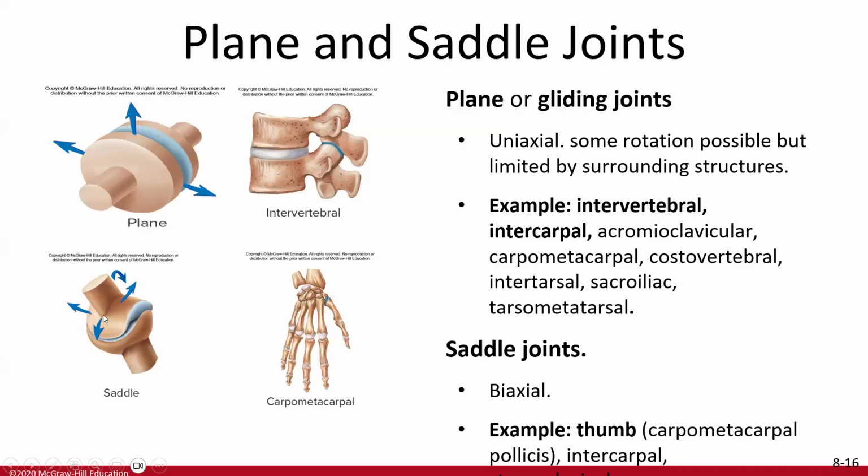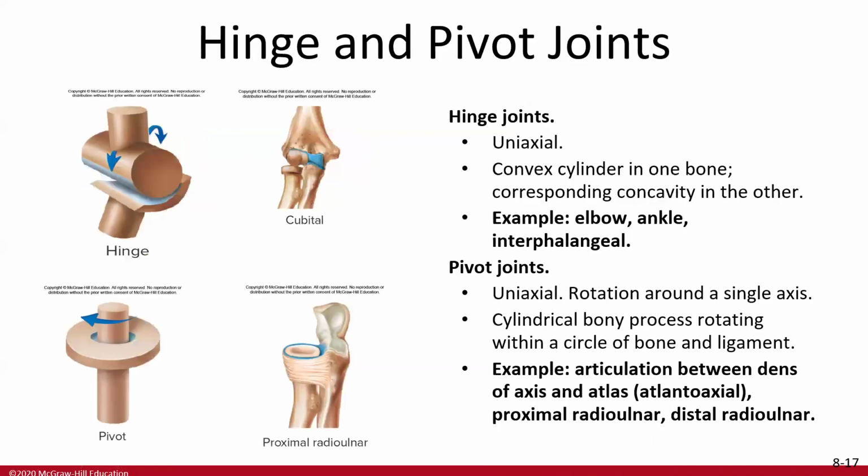So if I look at my shape here, I kind of have a saddle facing a flipped over saddle. And so that allows a little bit more movement. So that's biaxial. And again, all of these fall under the synovial joint category.